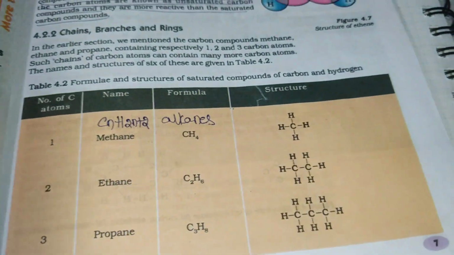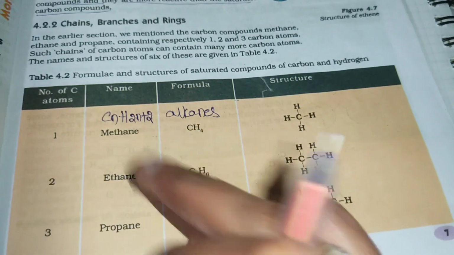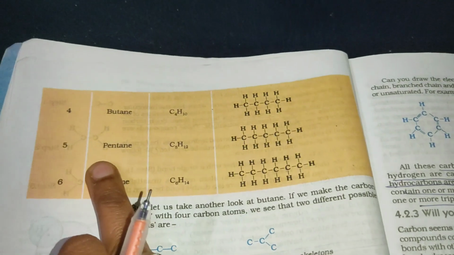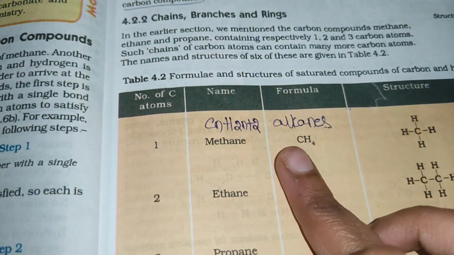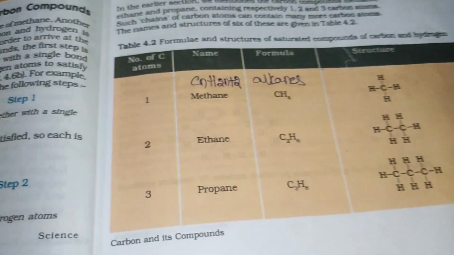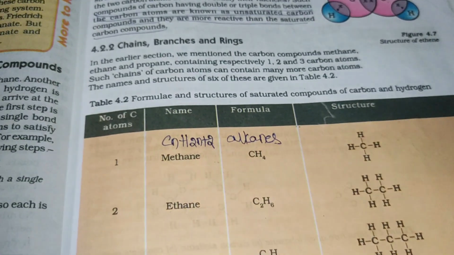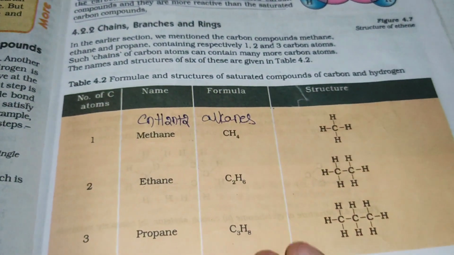Methane is the first one. 1 carbon gives meth, 2 eth, 3 prop, 4 but, 5 pent, 6 hex, and because they are alkanes, ane will come. So methane, ethane, propane, butane, pentane, hexane, and the general formula is CnH2n+2. This family is called alkanes.